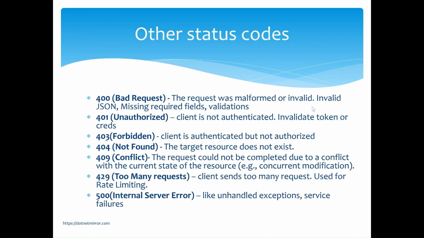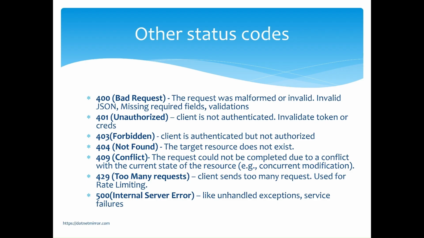And these are a few other status codes, like 400, which is a bad request. Whenever someone sends a request to you, if it is malformed or invalid, like invalid JSON data, missing required fields in the request body, or any validation issues, you can use this. When it comes to 401 Unauthorized, the client is not authenticated, which means they sent an invalid token or wrong credentials. 403 is Forbidden, where the client is authenticated but not authorized to access the endpoint. An example is an endpoint where only the admin role can access. If a normal user is trying to access that API, you can use 403.